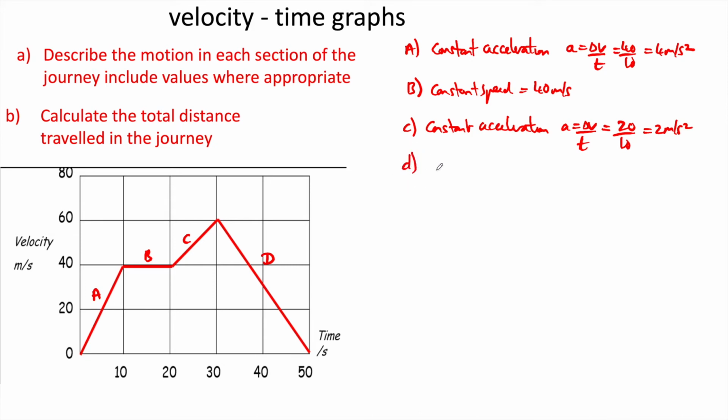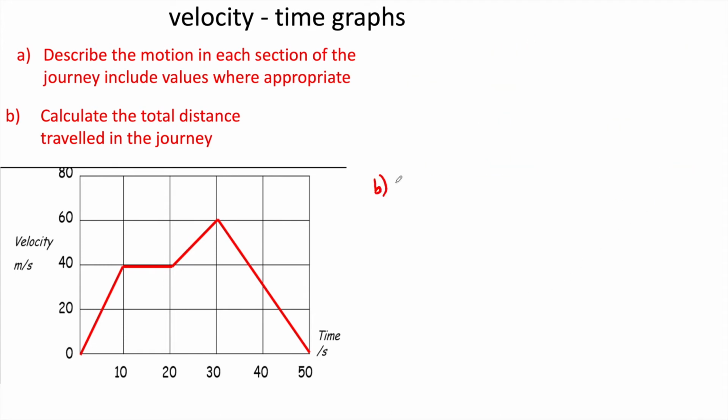And finally, this is a constant deceleration. Again, we use the same equation. Acceleration is change in velocity over time. Deceleration is the same. The change in velocity is 60, and the time taken is 20. And that gives you 3 meters per second squared.